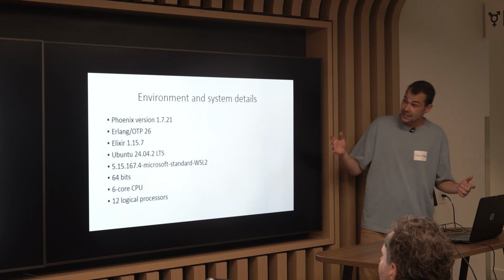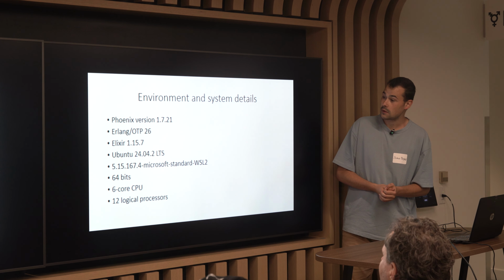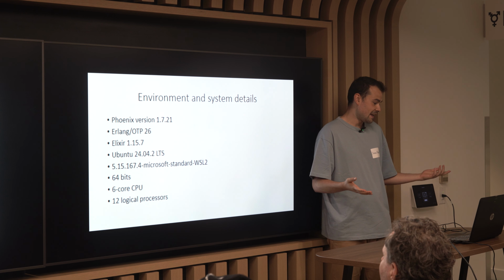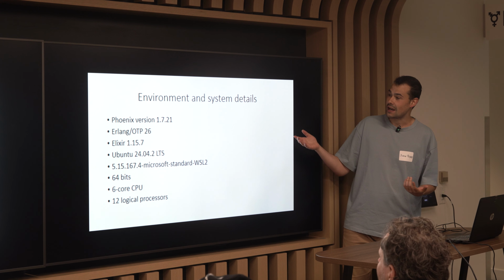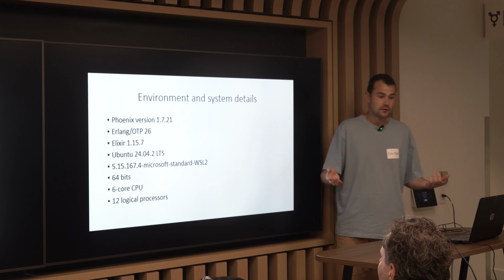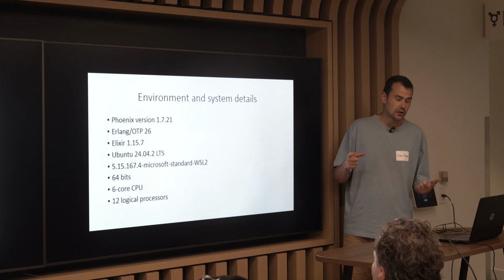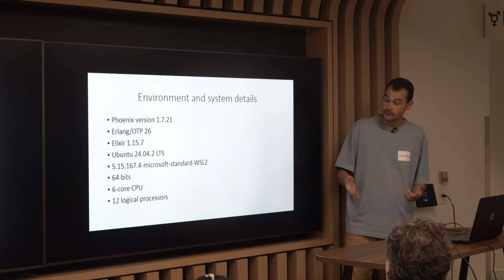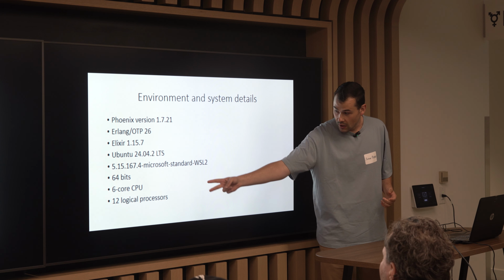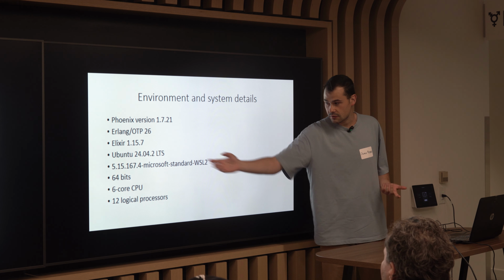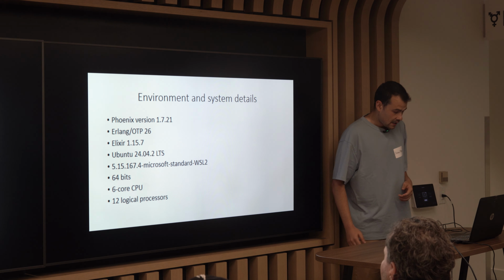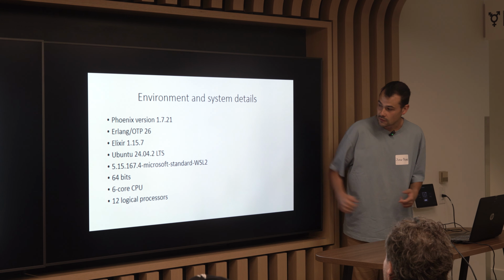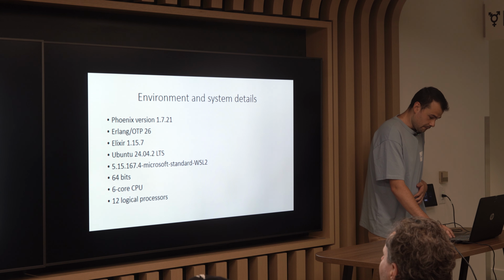Okay, it's important in that situation to have a bit of context about the machine where the application runs, because Elixir puts a lot of importance on the resources of your system. For example, 12 logical processors and of course 6 core CPUs. And I use Windows Subsystem for Linux.